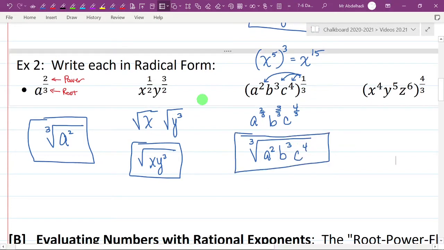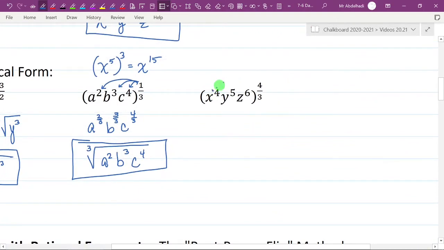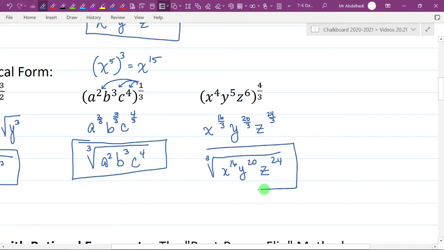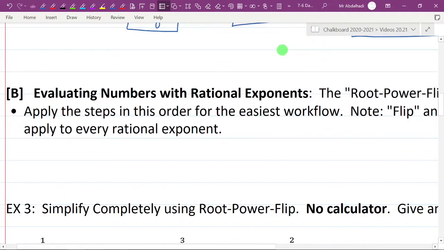Okay, this next one's a similar problem. Once again, we're multiplying power of a power here. So 4 times 4/3 is 16/3. 5 times 4/3 is going to be 5 times 4 is 20, so 20/3. And 6 times 4 is 24, 24/3. Now 24/3 is 8, but I'm not going to simplify it because my goal here is to get them all into the same radical. So x to the 16th, y to the 20th, z to the 24th, and I'll box that. Even though I could simplify this, that's not the point of this question, so I'm not going to do that. We're just writing it in radical form.